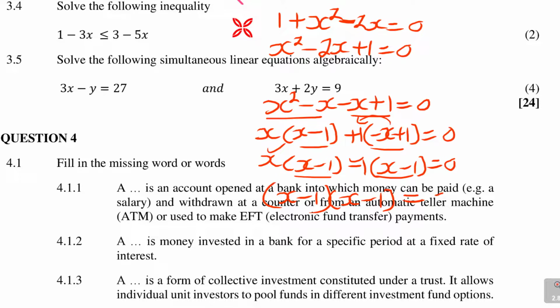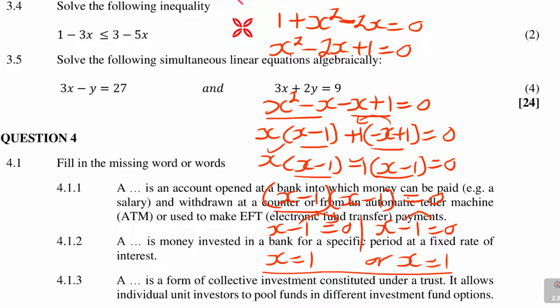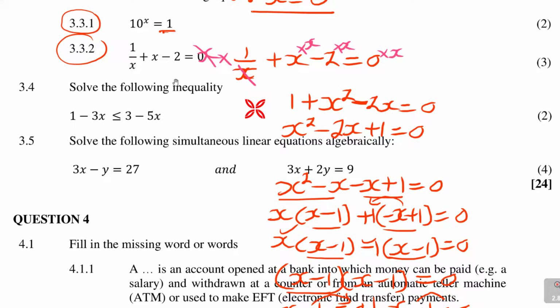But remember, this is equal to 0. You can now say that bracket x minus 1 equals 0, or the same bracket x minus 1 equals 0. It's just that it's the same. You take it to the other side, so x is equal to 1, or similarly here x is equal to 1, or you can say x is equal to 1 twice. It's still fine. So that is how you can solve this question here.